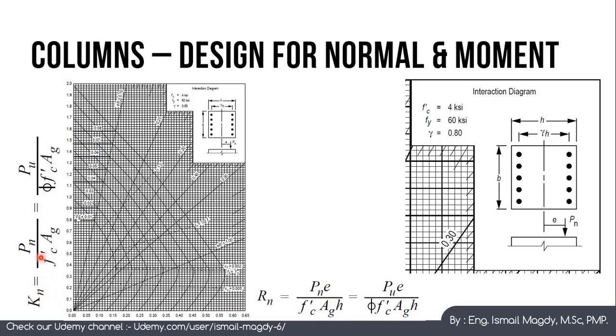On the vertical axis, you are going to calculate Pn over f'c multiplied by Ag, or Pu over phi f'c Ag. So based on these values, you are going to use this curve.